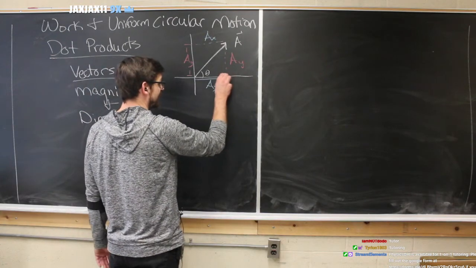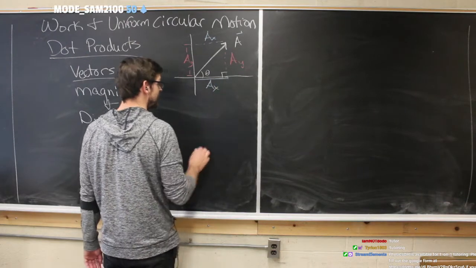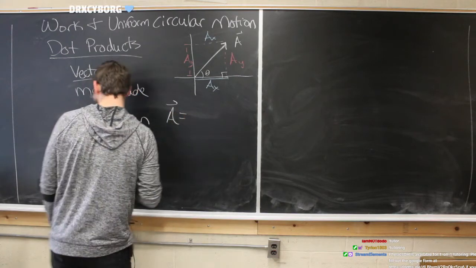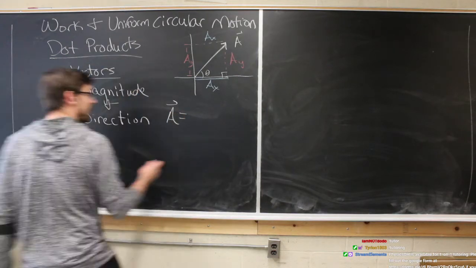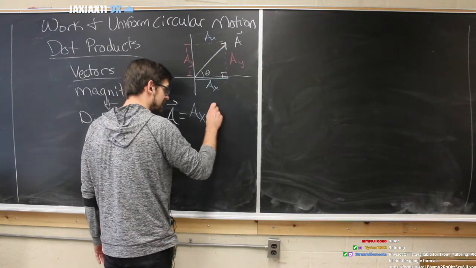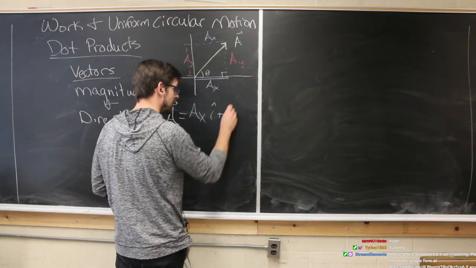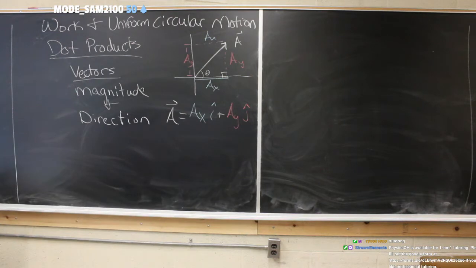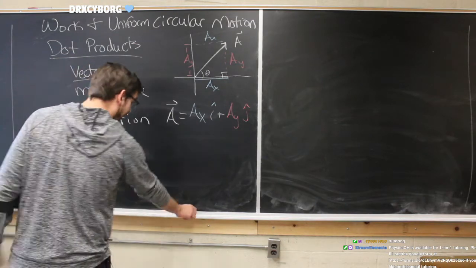If we want to have a vector that looks like this, let's write down this vector. A is equal to, get my chalk back out, AX i hat plus AY j hat. Okay? How are those colors? Okay, good. Colors are good. This is legible at this angle.